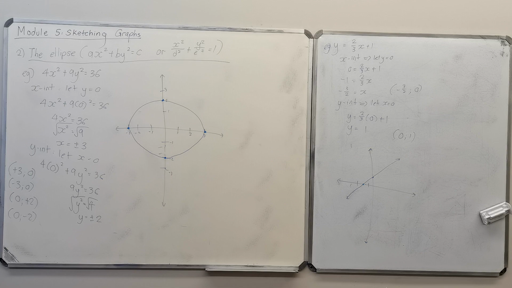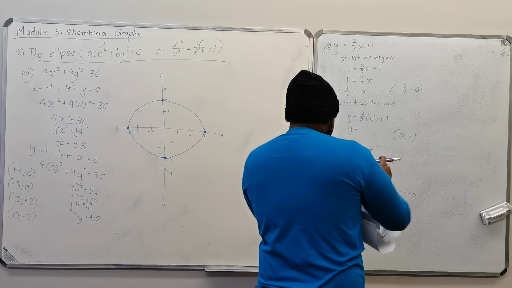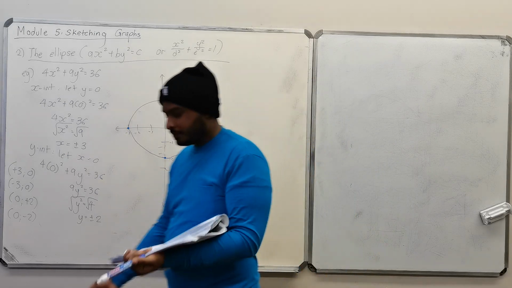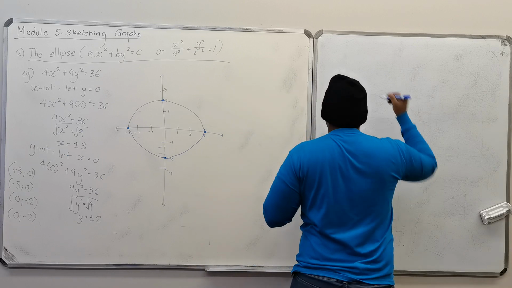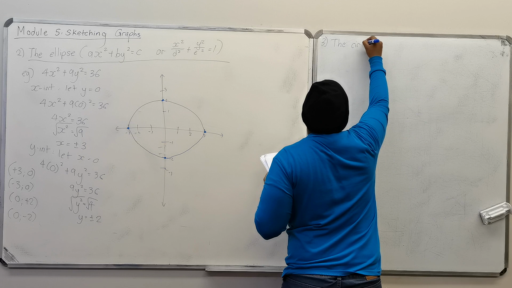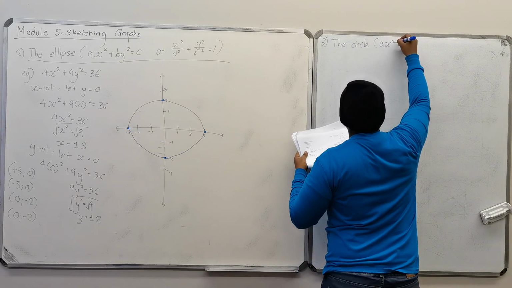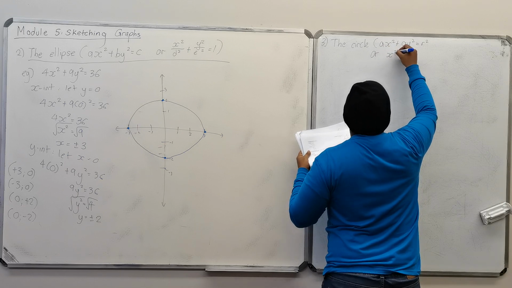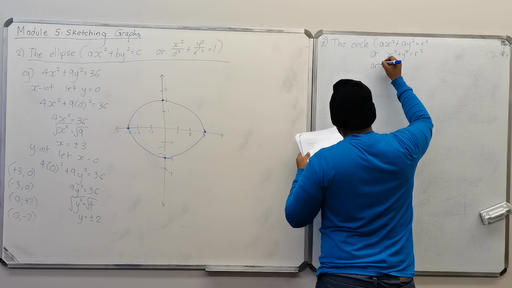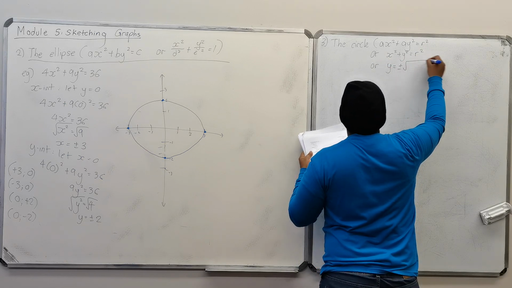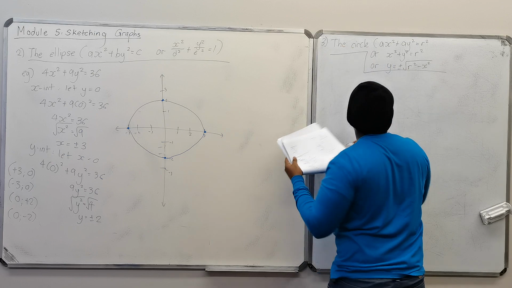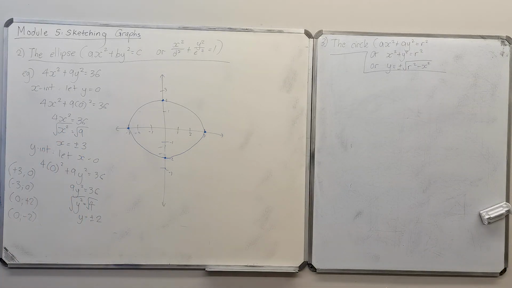Next one we're looking at is a circle. So your circle's general formula is ax squared plus ay squared equal to r squared. Or it's x squared plus y squared equal to r squared, or y is equal to plus minus the square root of r squared minus x squared. Okay, that's it. Looking at the general formula for the circle and the general formula for an ellipse.